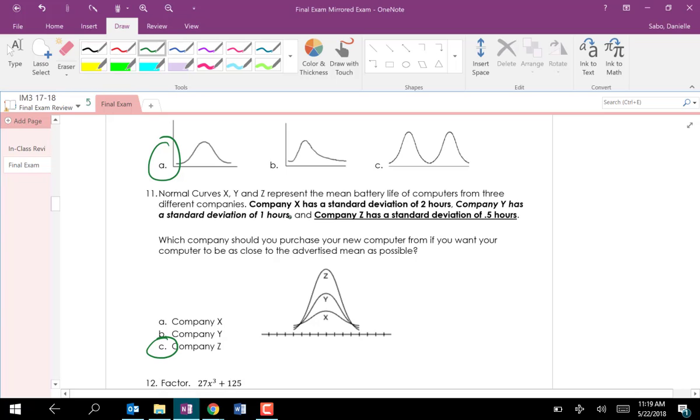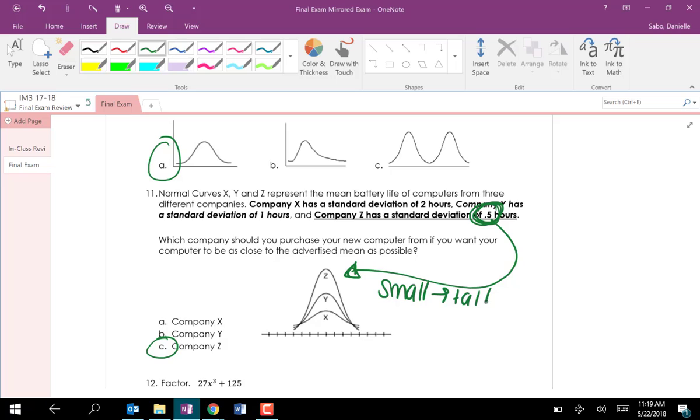So, again, you have 3 different companies. 0.5 is the smallest deviation. The smaller, the taller. Small, tall. So because 0.5 is the smallest of all 3 of them, we have 2 hours, 1 hour, and 0.5. That's why Z has to be it, because the smallest deviation will be the tallest. Okay? Questions? All right.